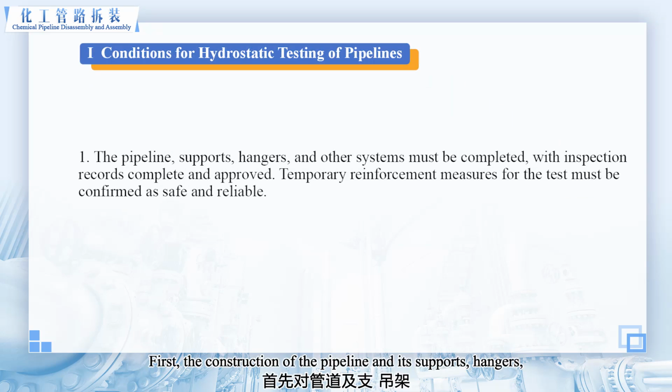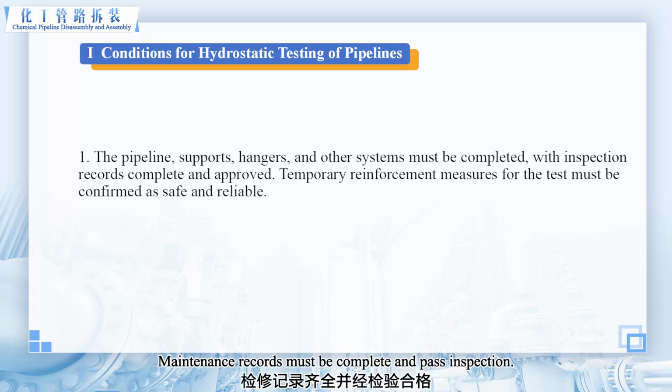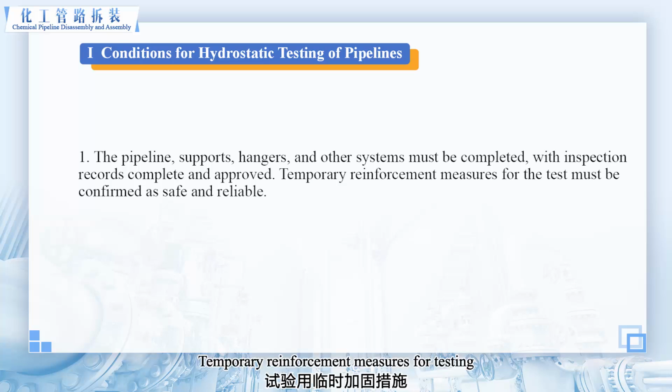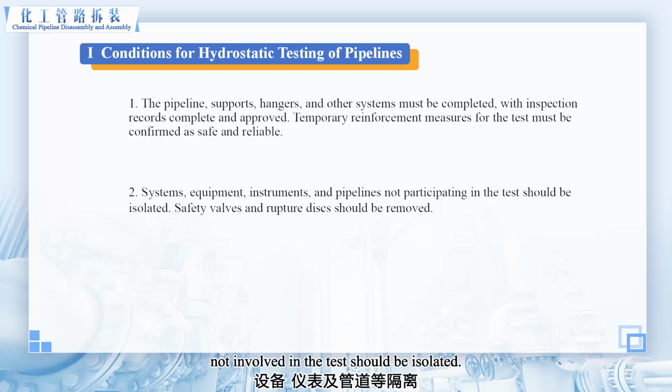First, the construction of the pipeline and its supports, hangers and other systems must be completed. Maintenance records must be complete and pass inspection. Temporary reinforcement measures for testing must be confirmed to be safe and reliable. Secondly, systems, equipment, instruments, and pipelines not involved in the test should be isolated. Remove safety valves and rupture discs.